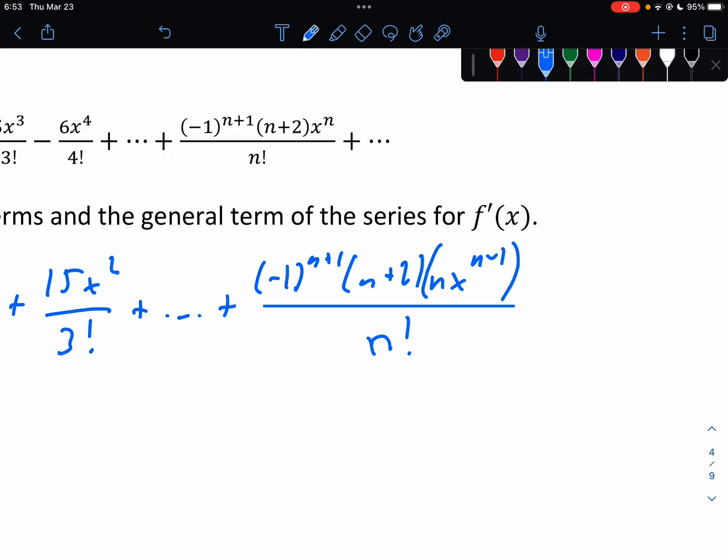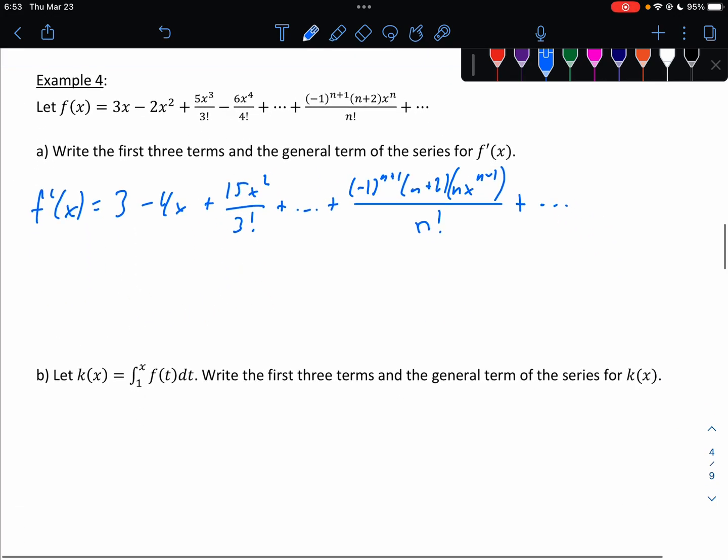All right, now can we simplify that? Yes, we can a little bit, but again, for right now, we don't really need to do that. That's fine. Okay, for a written question, that is an absolutely acceptable answer. All right, question B says, let k of x equal the integral from 1 to x of f of t dt, write the first three terms and general term for this series, k of x.